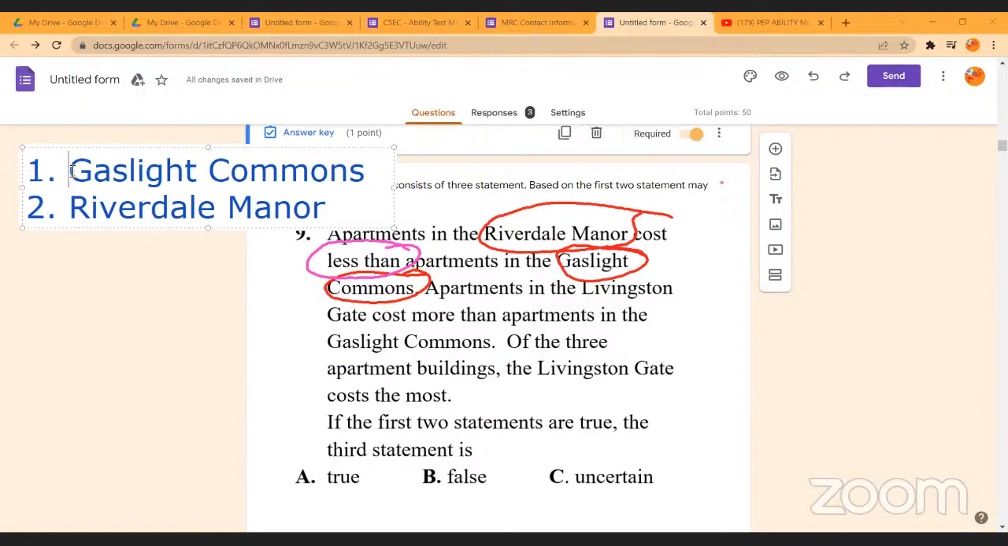Think about it, Santina. Remember, Gaslight was the most expensive, but then you hear Javar come and say, Santina, you were there for the Gaslight apartments, they're expensive. I just came from Livingston, and when I look at the apartments down in Livingston, they are more expensive than the apartments at Gaslight. Where is the most expensive apartment? Is it Gaslight, Riverdale, or Livingston? Commons.